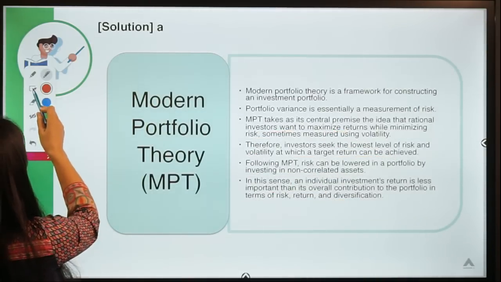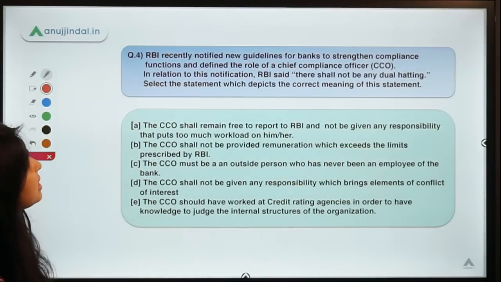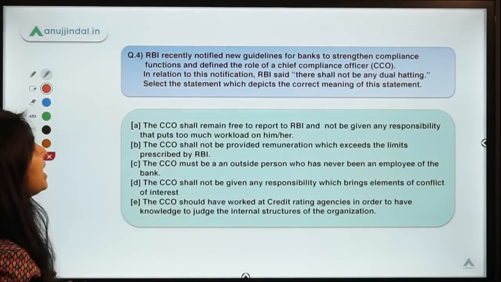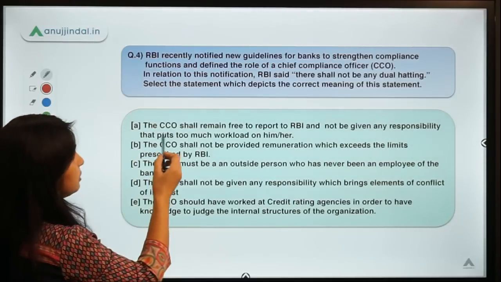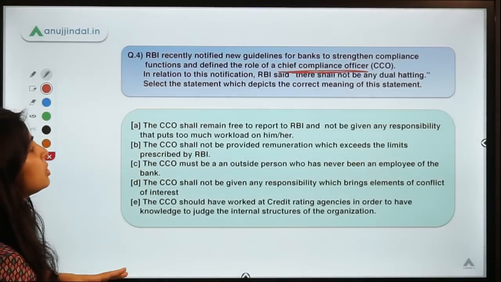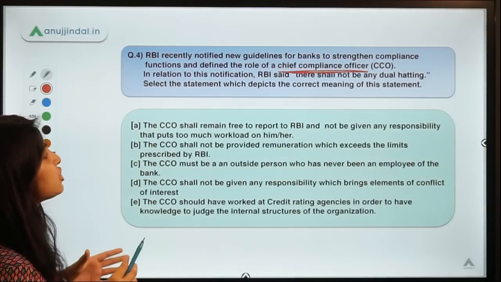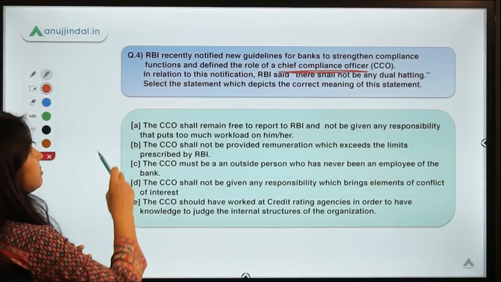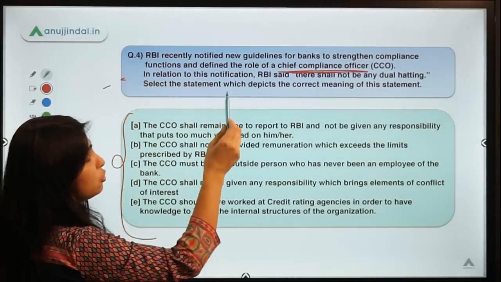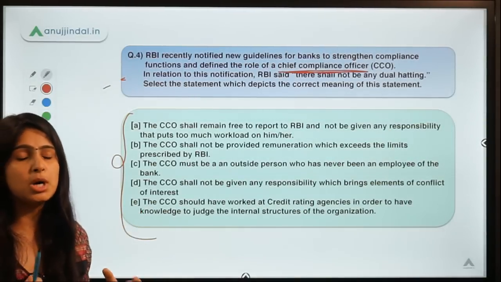Moving ahead to question number 4. Okay, here is your question number 4, which says, RBI recently notified new guidelines for banks to strengthen compliance functions and defined the role of a chief compliance officer. So, the key term in the question: chief compliance officer. In relation to this notification, RBI said that there shall not be any dual hatting. Select the statement which depicts the correct meaning of this statement. So, select the statement out of these 5 that tells you the correct meaning of this last statement, that there should not be any dual hatting. So basically you have to guess the meaning of the term dual hatting, right?